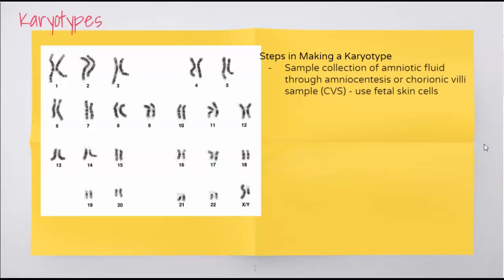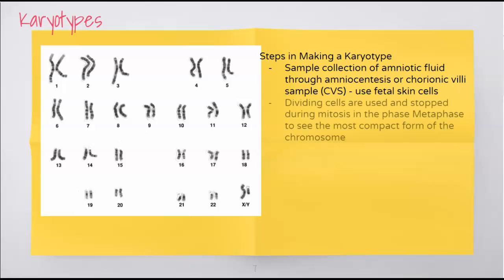So the steps to making a karyotype are pretty in-depth, but I'm going to simplify it down a little bit so that you have an idea. The first thing is you're going to collect a sample from the amniotic fluid. Now we've talked about amniocentesis and chorionic villi sampling. Essentially, with a really long needle, they're going to go in through the belly of the pregnant mom and remove fluid in the amniocentesis, the amniotic fluid. In chorionic villi sampling, they're actually going to take a little bit of the chorion. Now both of these contain fetal cells. So fetal skin cells, I should say.